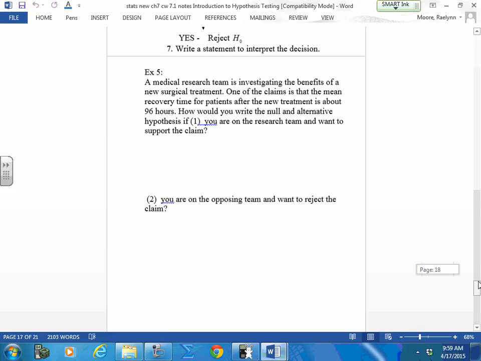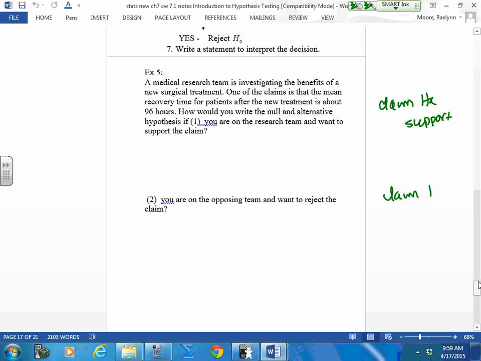One of the most important things is how you set your claim up. I'm going to make the charts to put around the room. When your claim is HA, we support or not support. We use the word support. When your claim is H0, the null, we use the word reject or fail to reject.